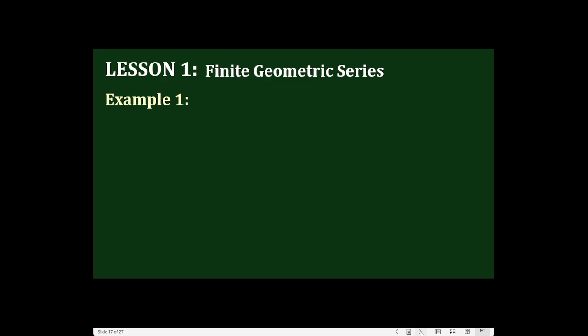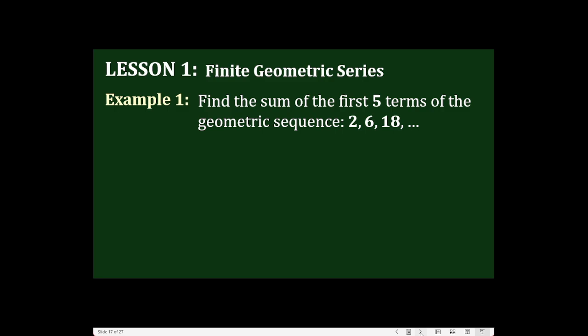At this point, we can now use the formula to answer some examples like this one, number 1. Find the sum of the first 5 terms of the geometric sequence 2, 6, 18, and so on. So what are the given values here? What are the things that we need to get the sum? Okay, so when we say find the first 5 terms, we are actually going to find S sub 5, the value of S sub 5.